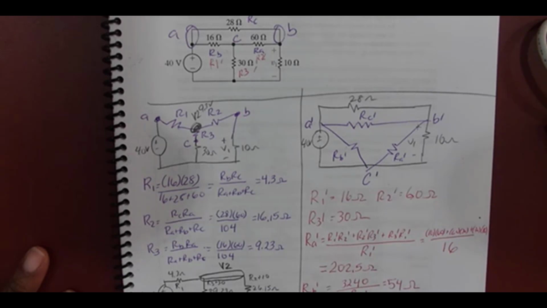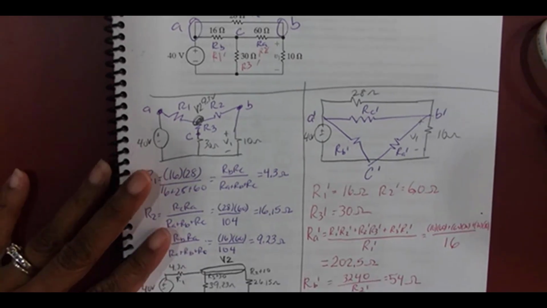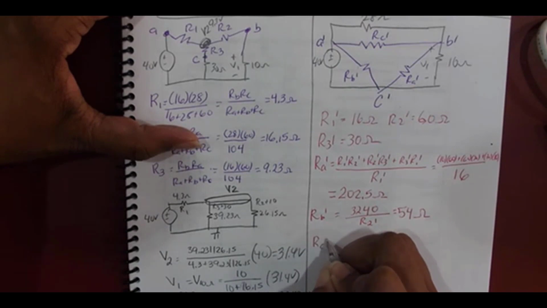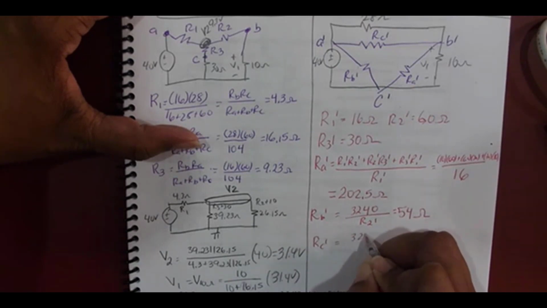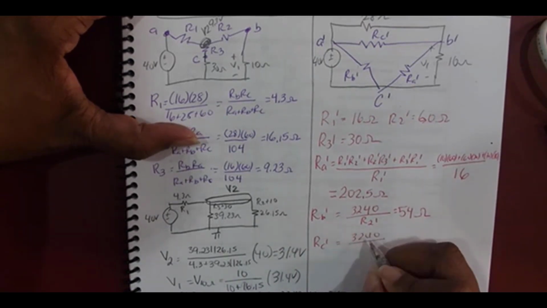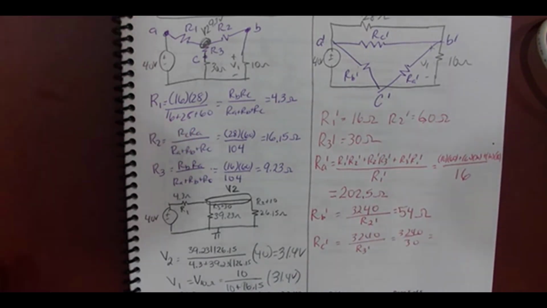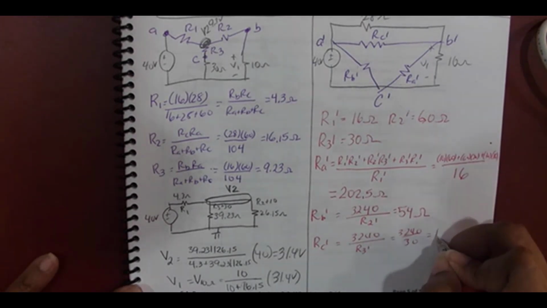Okay. And then what do you think RC prime is going to be? 3240 divided by what? Divided by 30, yes. 3240 divided by 30 is 108. Okay. All right.